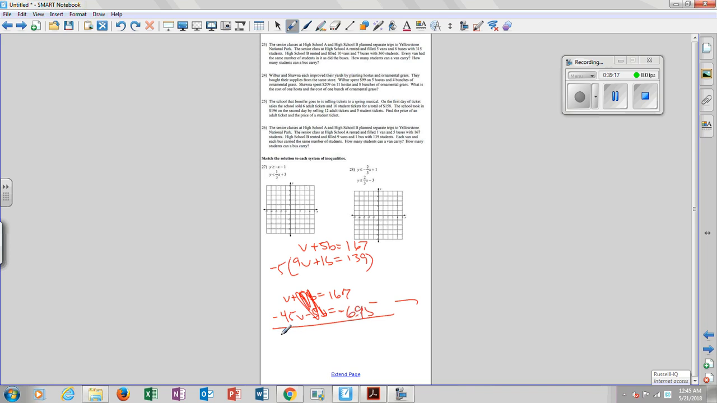The 5b's cancel. That gives you negative 44v equals 167 minus 695, which gives me negative 528. Divide by negative 44, and you get v equals 12.